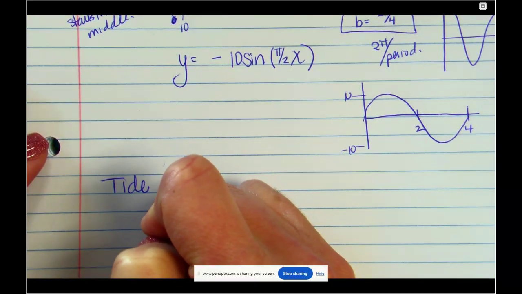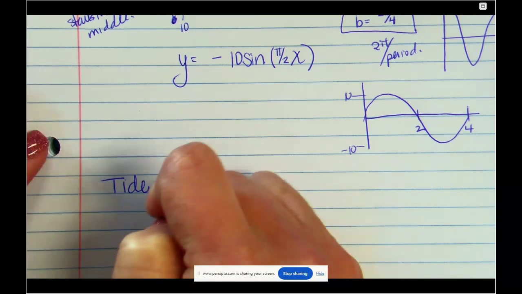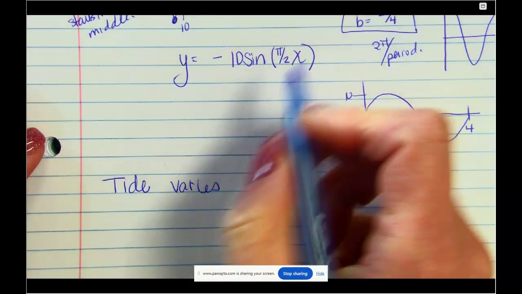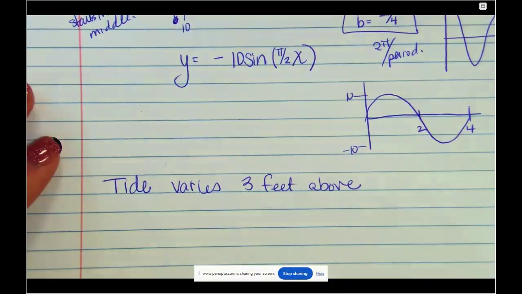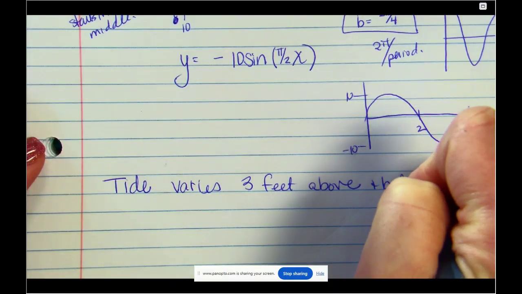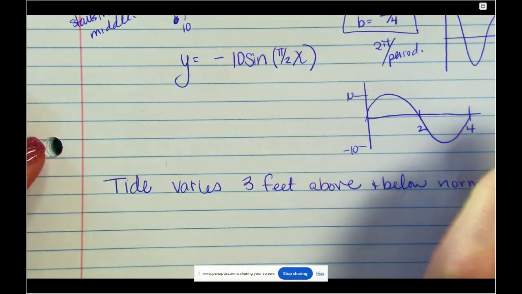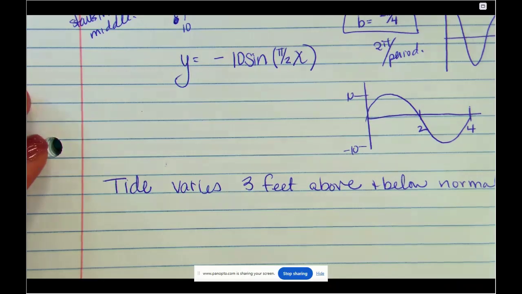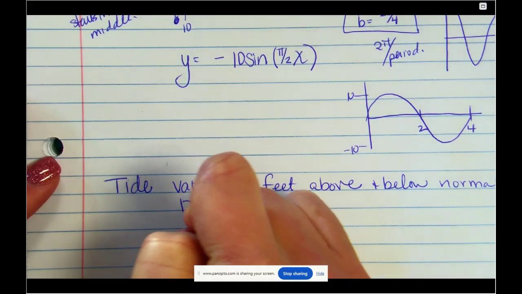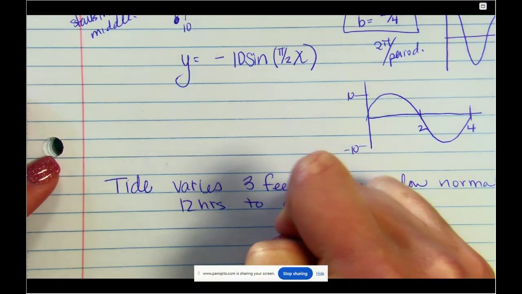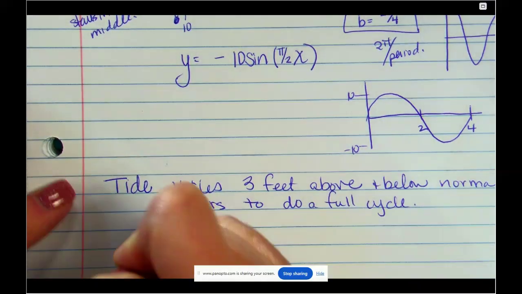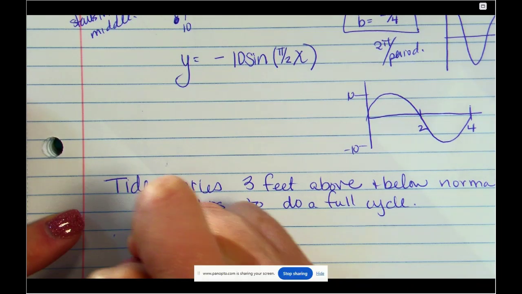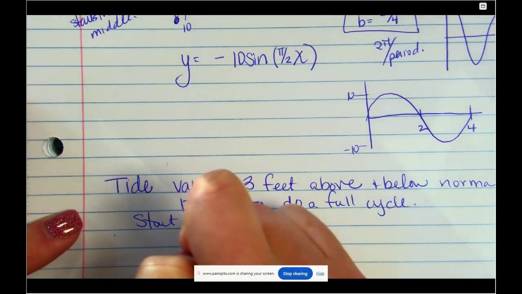So let's say for this one, the tide varies 3 feet above and below normal. And it takes, you think about this, it takes 12 hours to do a full cycle of tides. And then we're going to start at high tide.